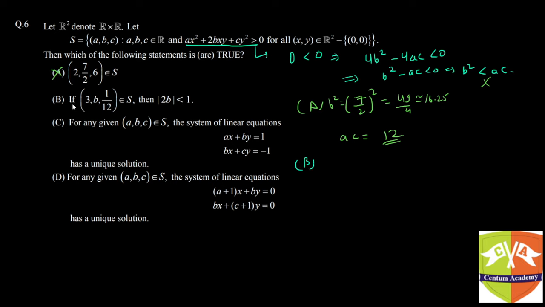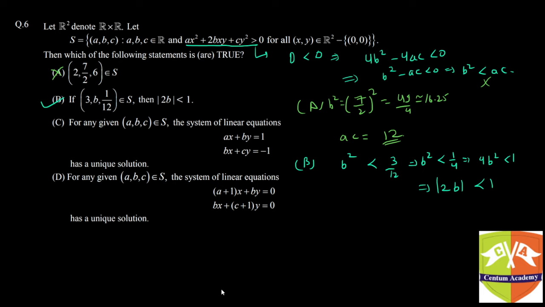If this point belongs to S, then b² will be less than 3/12, or b² will be less than 1/4, or you might even say 4b² is less than 1. Or if you take the root of both sides, then you get |2b| is less than 1, which is my option B, which is obviously true.